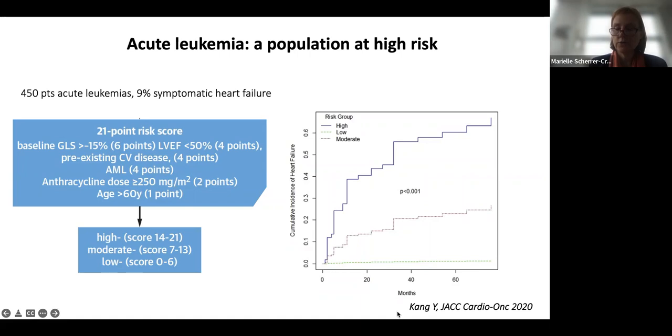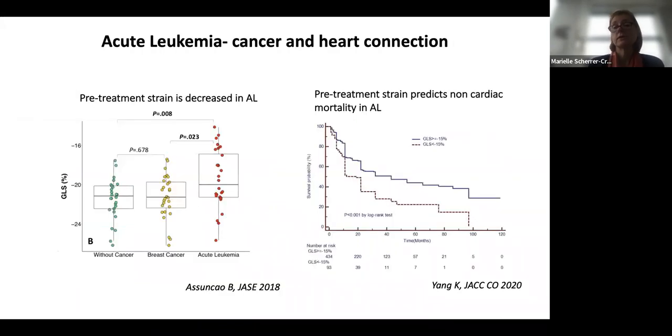And so Yukang published in the JACC Cardio-Oncology a 21-point risk score. And you can see that the GLS is included there, and the LVEF, and then a series of other pre-existing cardiovascular disease and risk factor, anthracycline dose, and AML, importantly, leads to a high score. And you can see that in this high risk group, they have a rate that can go up to 40% of symptomatic heart failure in the first year.